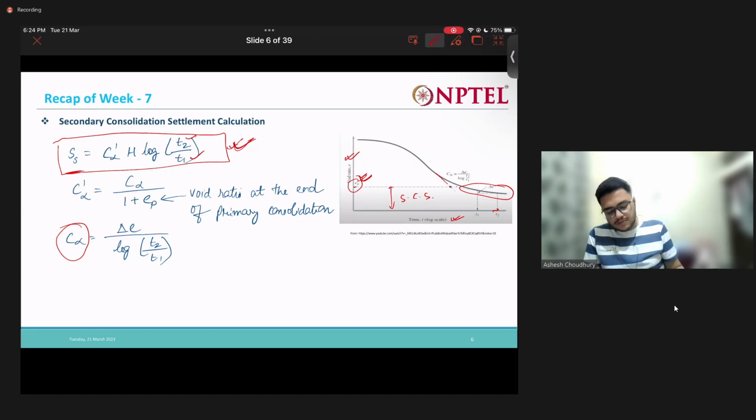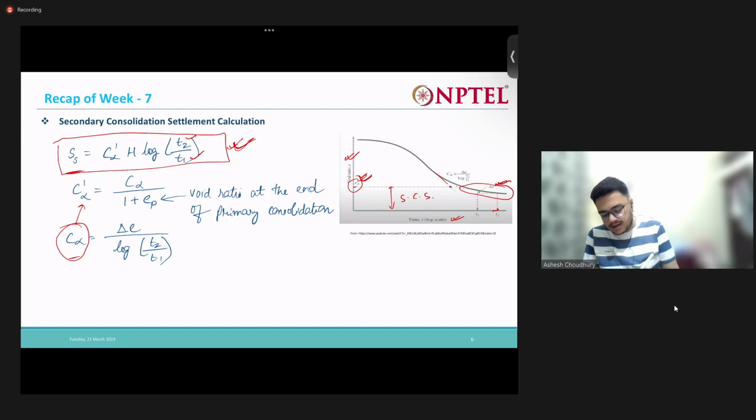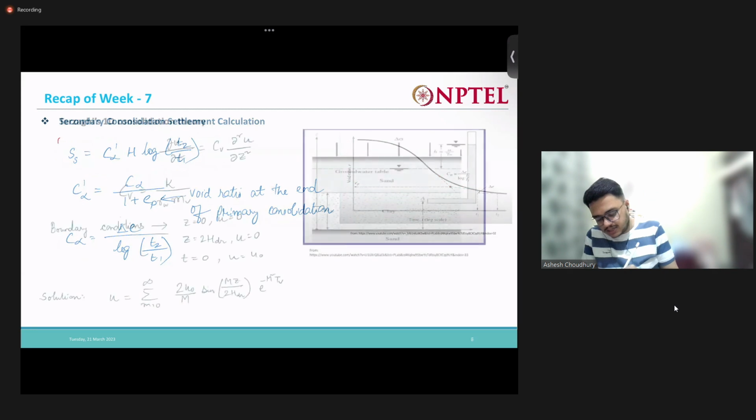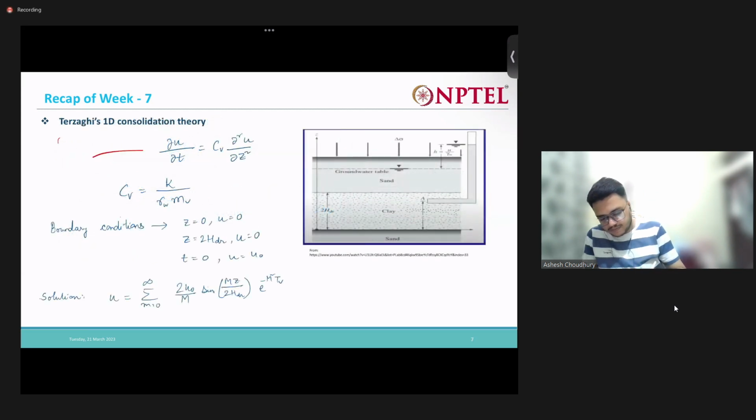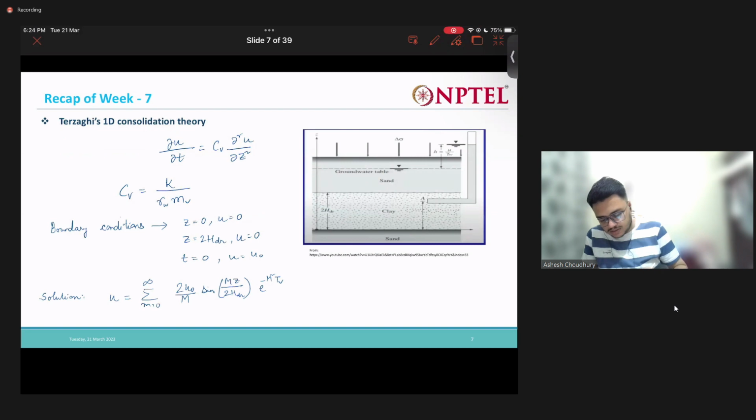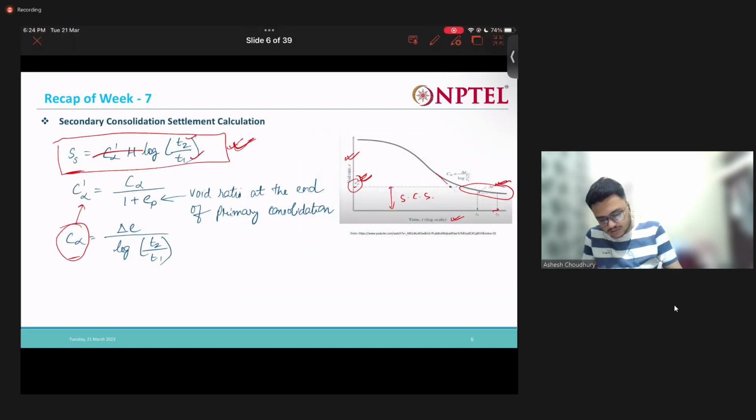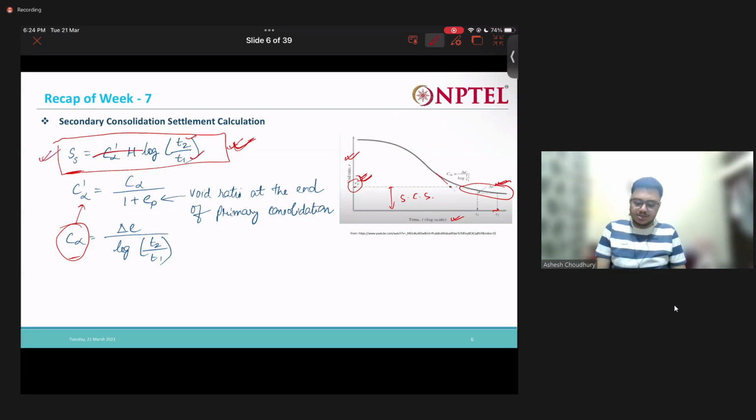So from the e versus log of time graph, you calculate e p and you find the slope of this part, which will be nothing but C alpha. Now from this C alpha, you determine this C prime alpha using this relation, and then finally using this you can determine the secondary consolidation.